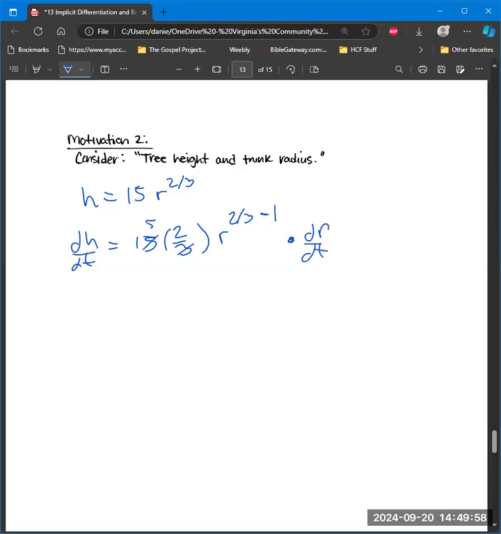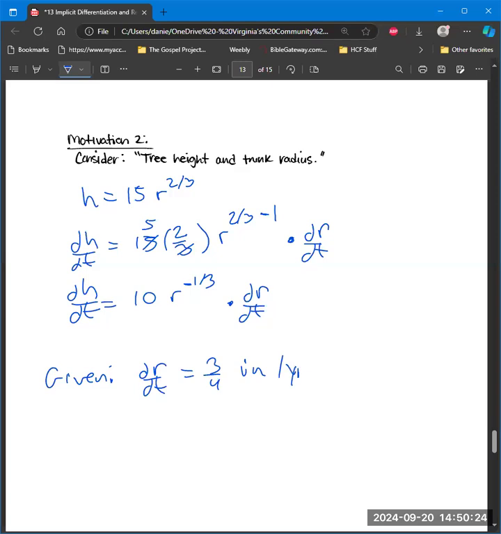3 goes into 15 5 times. dh/dt is equal to 5 times 2, which is 10, times r to the negative 1/3 times dr/dt. So there's my related rate equation. If I were given information such as dr/dt was equal to 3/4 of an inch per year, and r at the moment of time I was looking at the tree was 8 inches, could I find dh/dt?